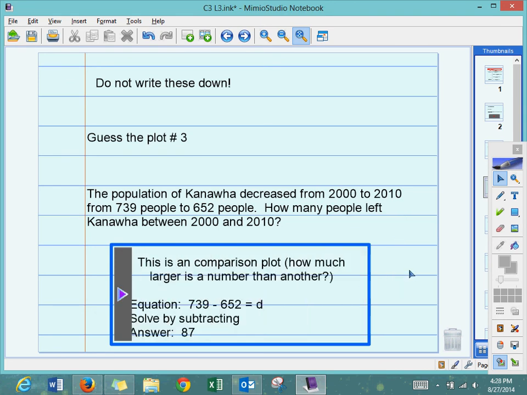Okay, so this is a comparison plot. How much larger is a number than the other? We have an equation, 739, the greater of the 2 numbers, minus 652, the lesser of the 2 numbers, and that will equal the difference. We solve by subtracting, and our answer is 87 people.